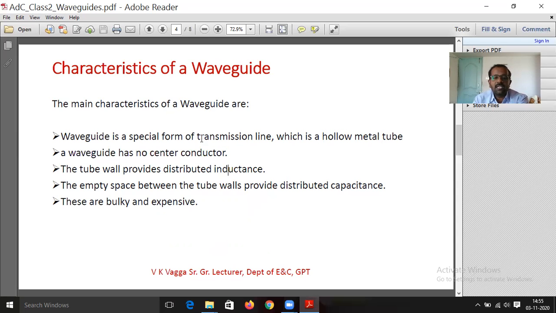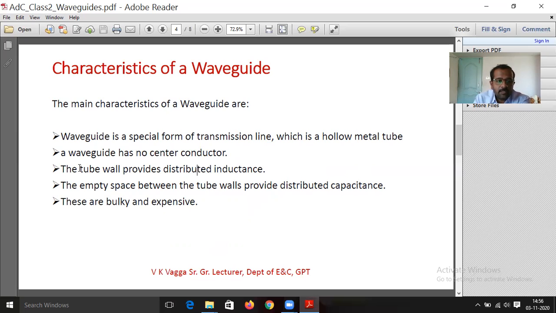If you take any of the transmission lines, either a coaxial cable, a twisted pair cable, or any transmission line other than the waveguide, it is implemented with a center conductor. But if you take the waveguide, it is empty, meaning the center conductor is not available in the waveguide.